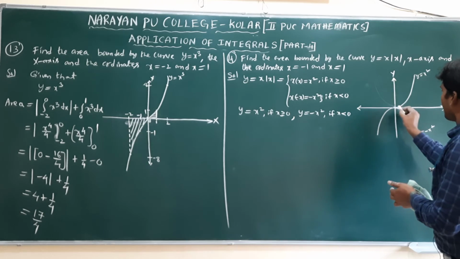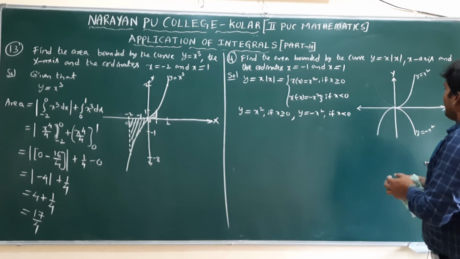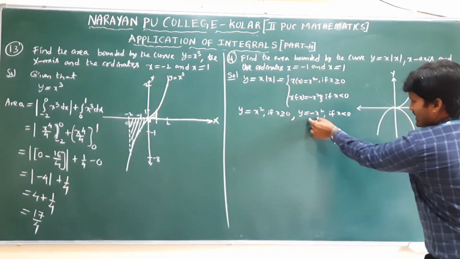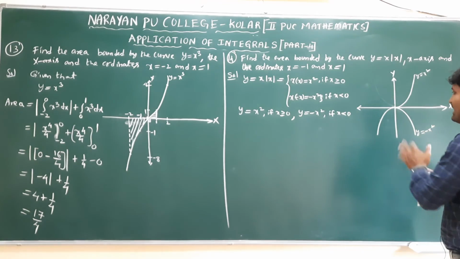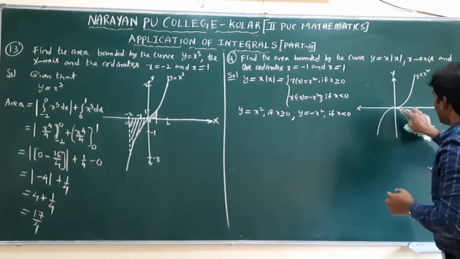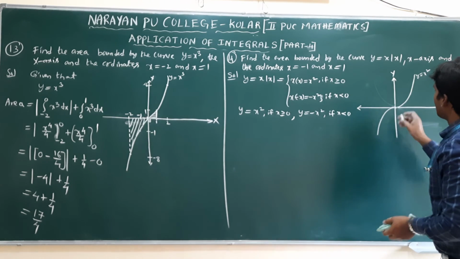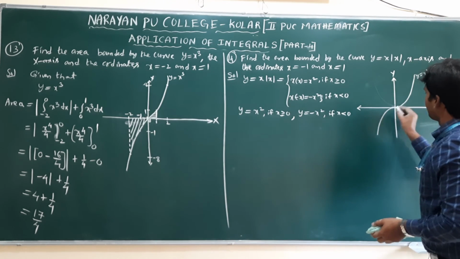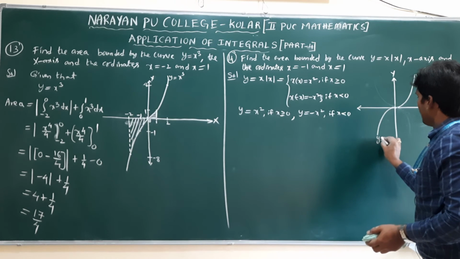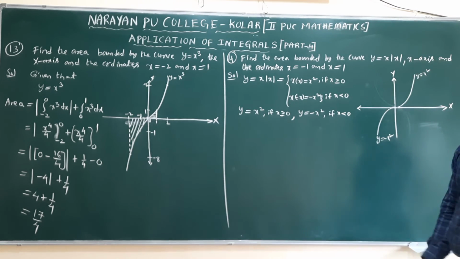Directly we can't get the values. Similarly, y equal to minus x square is only for what? x less than 0, which means the negative side. This curve is not there. That means this is the curve we will get: y equal to minus x square. This is the graph of the given function.